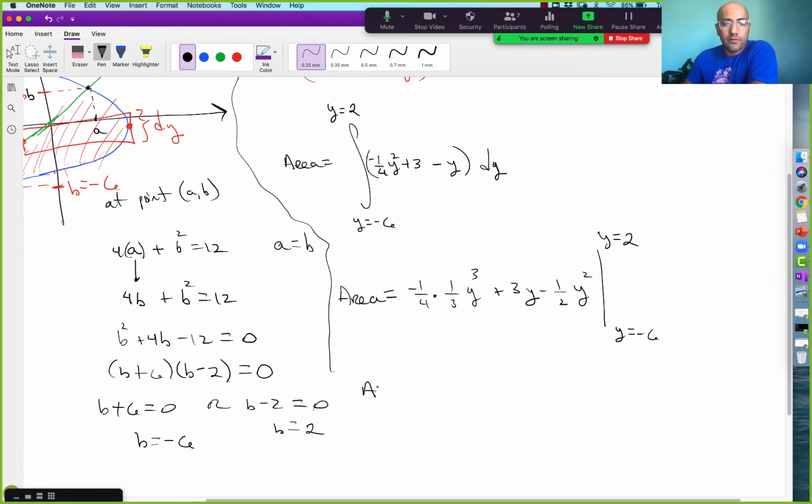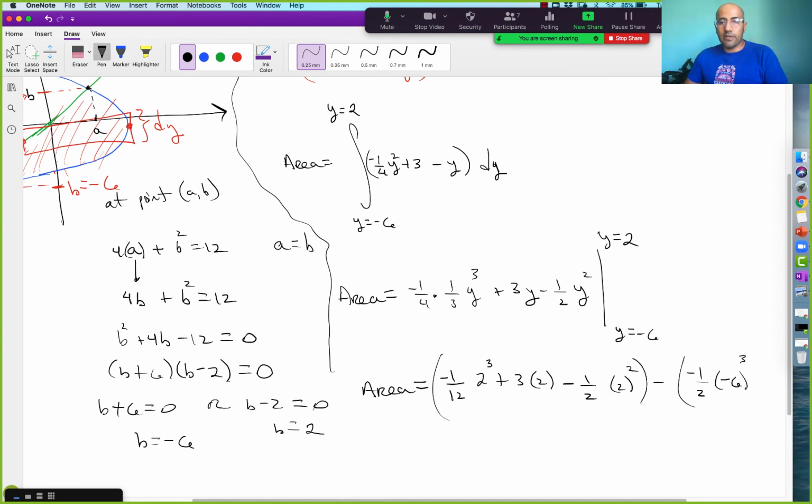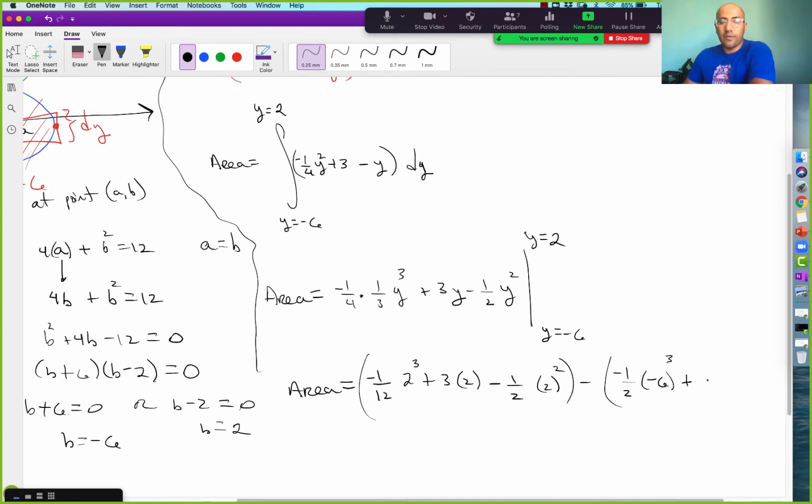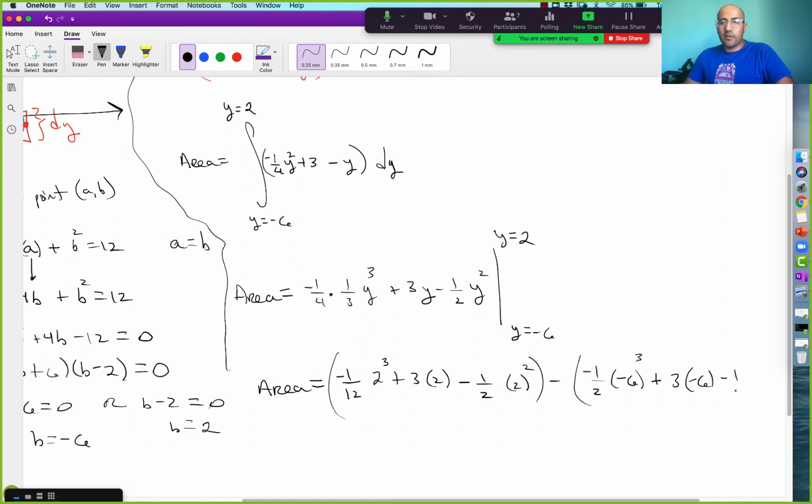And so now we just have to be careful about how we apply these things. So this would be negative 1/12 times 2 to the third power plus 3 times 2 minus 1/2 times 2 squared. That takes care of applying y equals 2. Minus, and then I have minus 1/12 times negative 6 to the power of 3 plus 3 times negative 6 minus 1/2 times negative 6 squared.